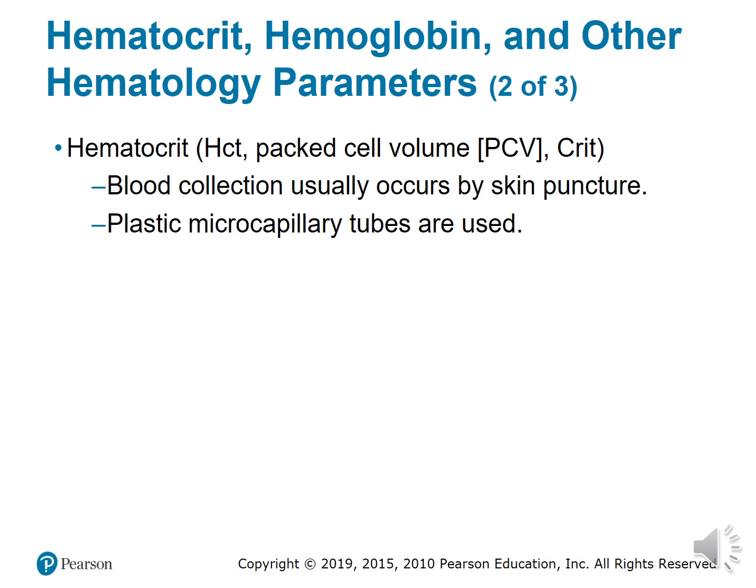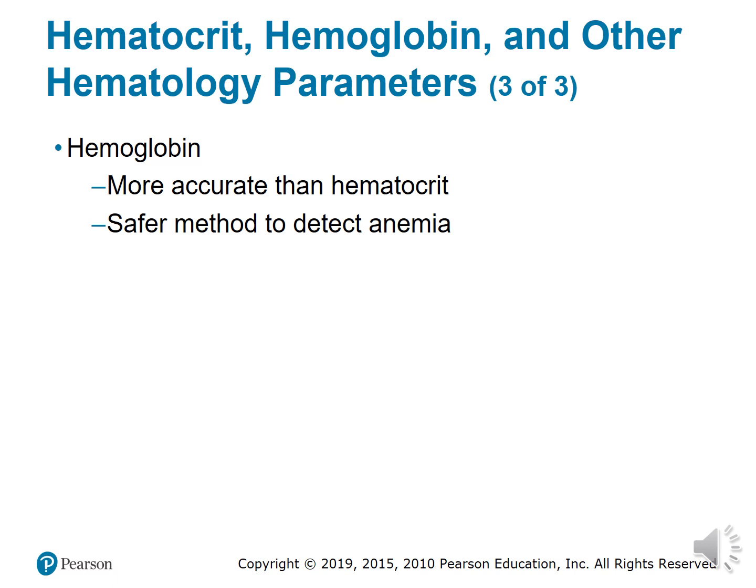So to collect a hematocrit, it's simply a skin puncture or finger stick, and it uses a plastic microcapillary tube to collect the blood sample. To check for hemoglobins, which are more accurate than hematocrits and a lot safer for detecting anemia in patients, they'll check the patient's hemoglobins.